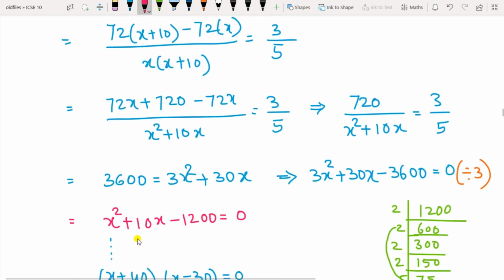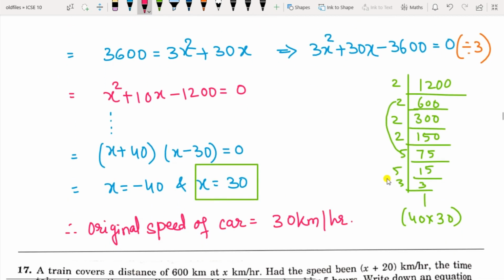Okay, you get this quadratic equation as x square plus 10x minus 1200 equal to 0. Find the factors of 1200 to get the middle term as 10. So it is 40 into 30, that is minus 40, plus 40 and minus 30. Okay, so here you get the value of x as minus 40 and minus 30. So you have to consider the positive value because it is speed of the car. So therefore original speed of car is 30 km per hour.